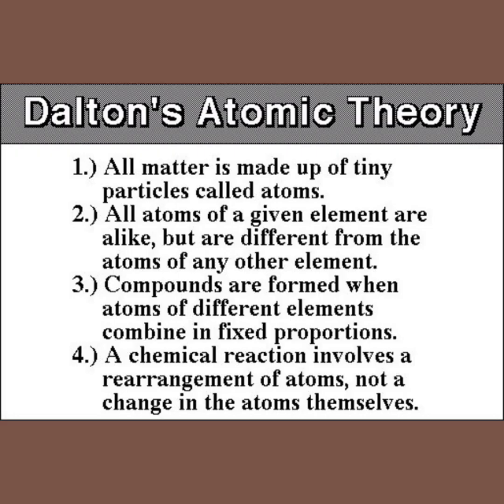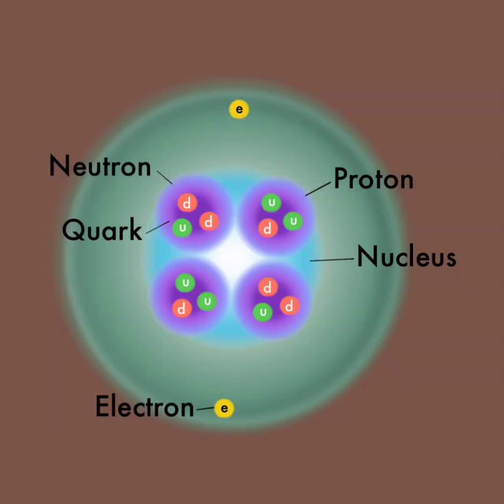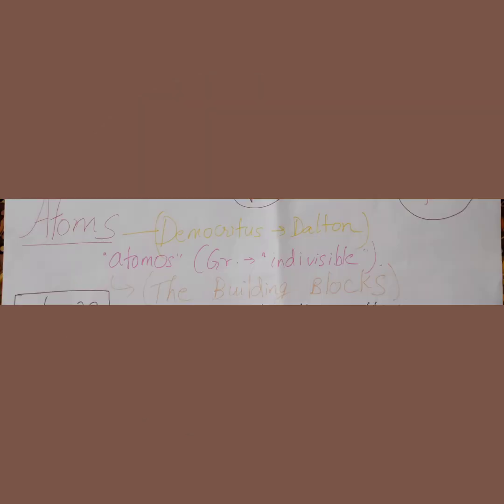Then John Dalton proposed the atomic theory, explaining the nature of atoms in a scientific way and formulating laws about how atoms combine to form matter. But today, we know that atoms can be split into protons, neutrons, and electrons. But for a long time, they were considered indivisible.